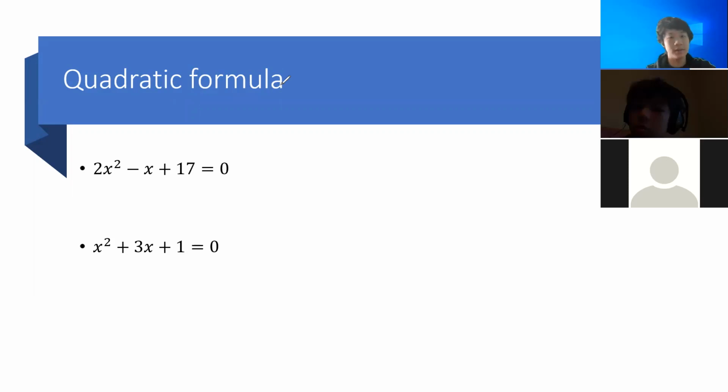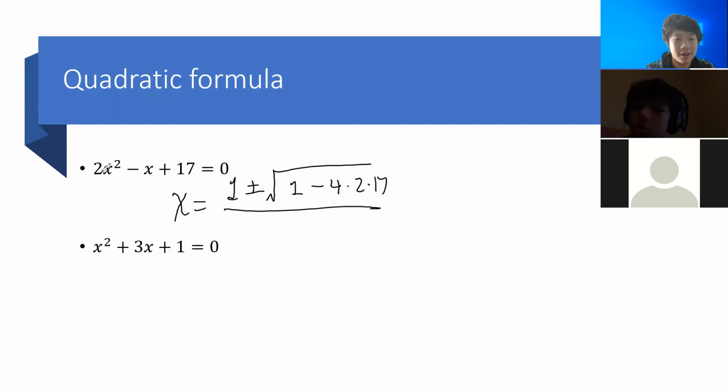Okay, so for the first one, if we were to try to factor it, it's not going to factor out. So what we do is we use the quadratic formula. So x is going to equal negative b. B is -1, so negative b is 1, plus or minus the square root of b squared, which is -1 squared, still 1, minus 4 times 2 times 17, all over 2 times a, which is 2 times 2, which is 4.